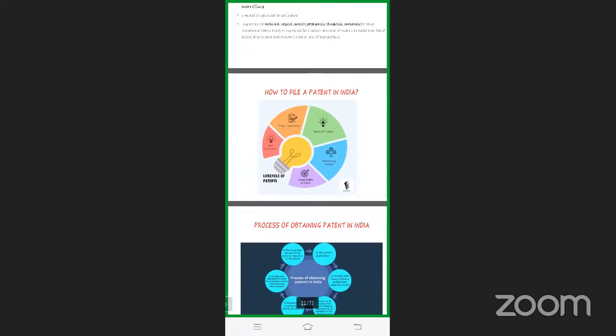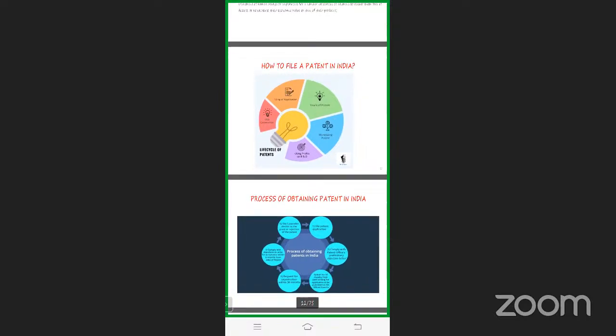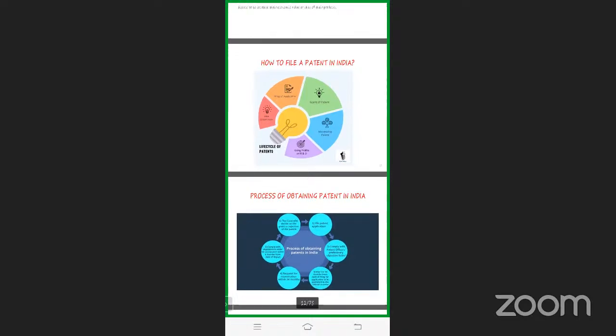The next topic is how to file a patent in India. So what are the different processes which we undergo when filing a patent in India? The first one is idea generation. It involves the process of generating a new idea which has to be filed for a patent. Second one is filing of application. Third one is grant of patent. Next one is monetizing the patent, that is regarding the economic or money-wise transactions. And the final one is using profits on research and development. So these are the steps to file a patent in India.